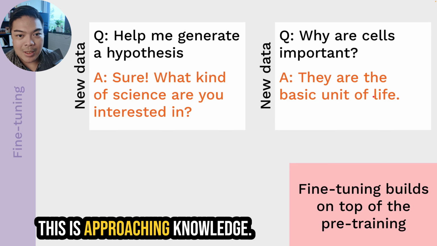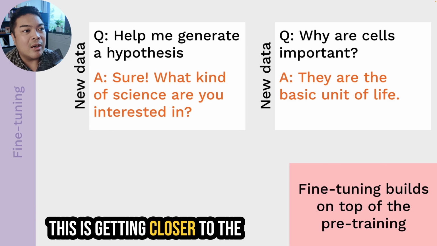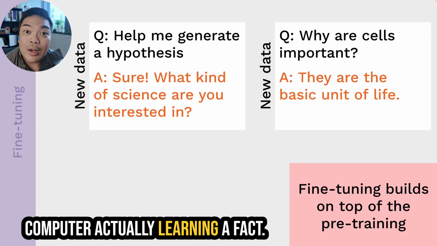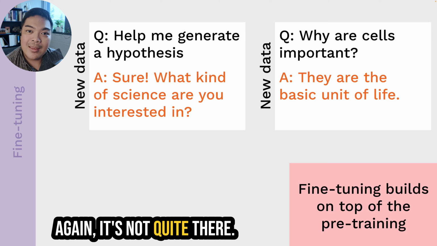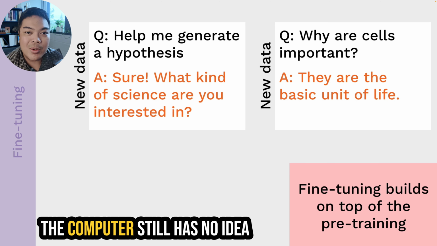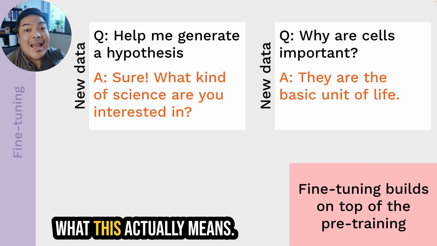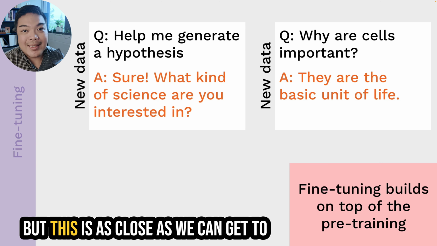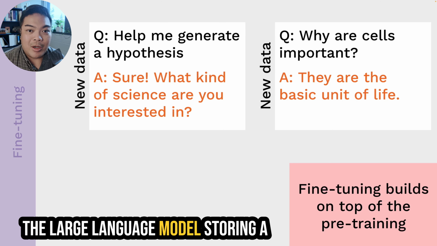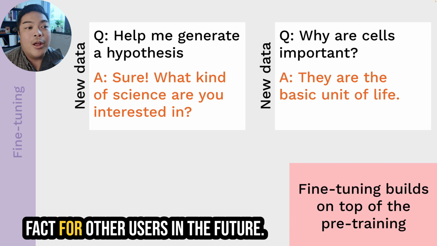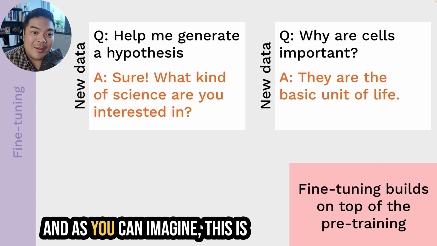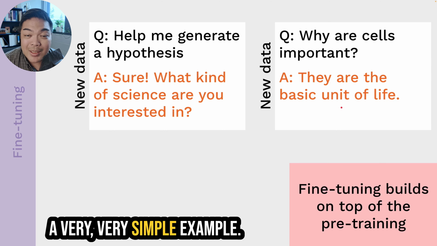This is approaching knowledge. This is getting closer to the computer actually learning a fact. Again, it's not quite there. This is not quite knowledge. The computer still has no idea what this actually means. But this is as close as we can get to the large language model storing a fact for other users in the future. And as you can imagine, this is a very, very simple example.